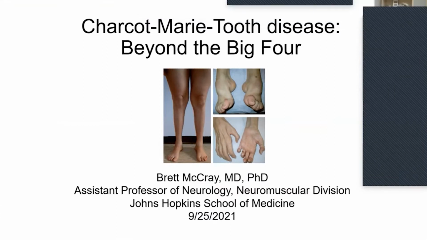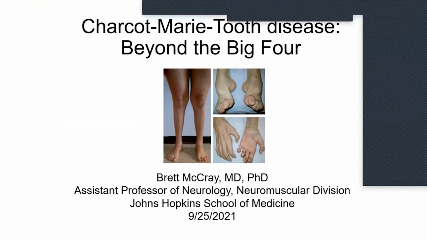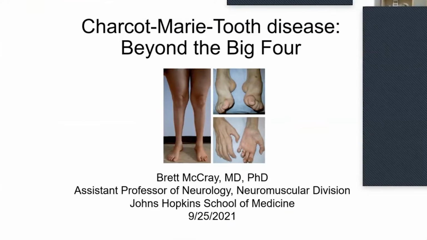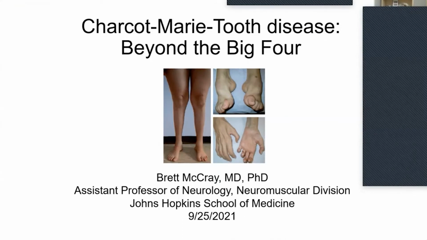So just a bit about me. I'm Brett McCray. I'm an assistant professor at Johns Hopkins. So I co-direct the CMT clinic there, and I'm also very interested in TRPV4 neuropathies, that is mutations in TRPV4 that cause various forms of neuropathy. So I study CMT in the lab, and I also see patients in the clinic.